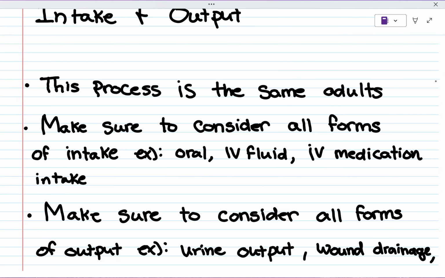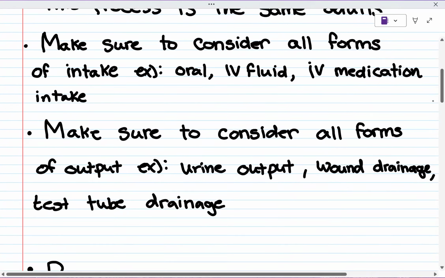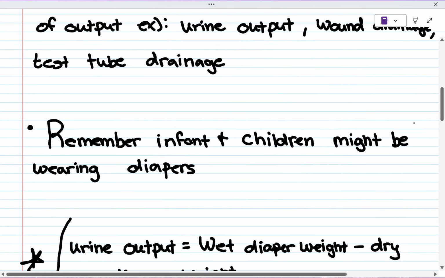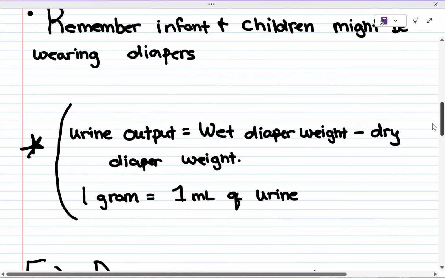So it's just like adults. I think the only difference is to make sure to consider all forms of output: urine output, wound drainage, and test tube drainage. Remember, infants and children might be wearing diapers. So I think that's the only difference. Okay, key note: urine output is equal to the wet diaper weight minus dry diaper weight. And write this in your notes: 1 gram equals 1 milliliter of urine.